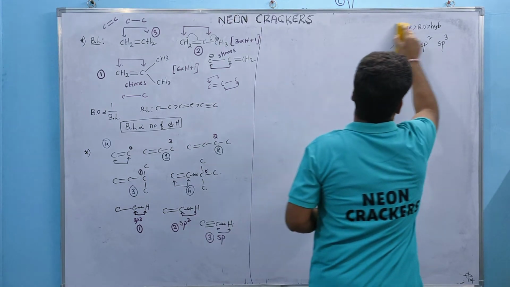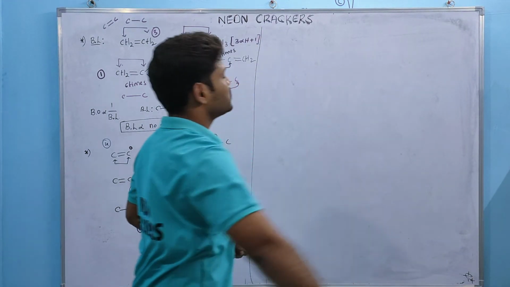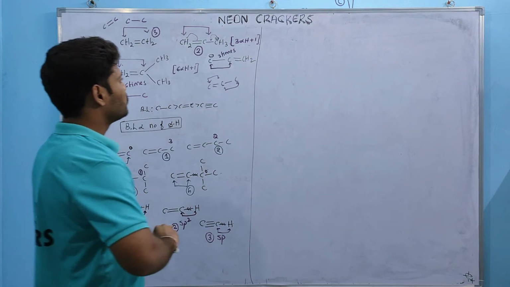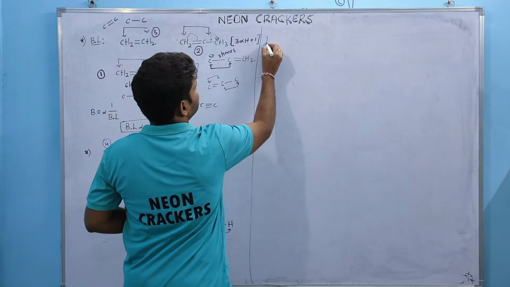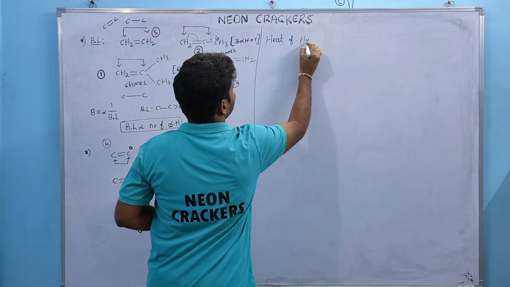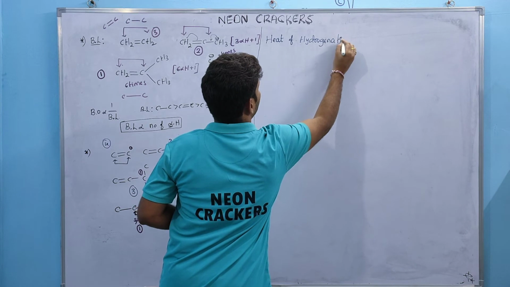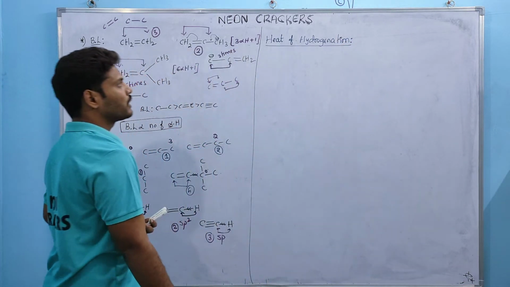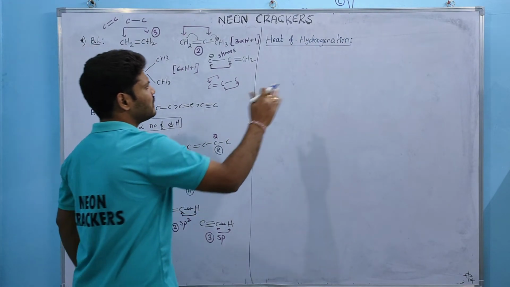Next application of hyperconjugation is heat of hydrogenation. What is it? Heat of hydrogenation. Of course it is a hyperconjugative application, but it is applicable for alkenes, not for radicals, not for carbocations. Heat of hydrogenation is simply a reduction reaction.